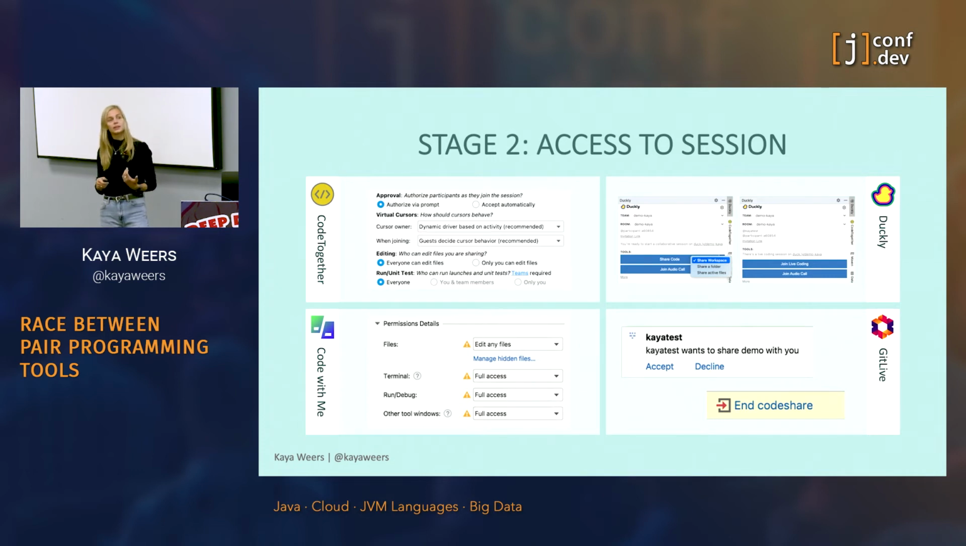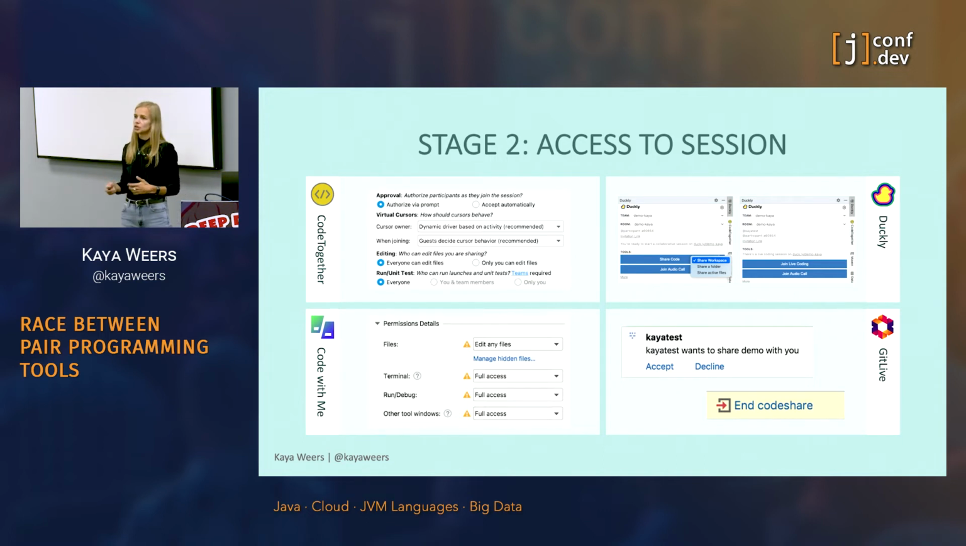So I already explained a little bit, but to get into the session, most of the tools use a URL. With Code Together, you can generate a URL, but also you can create a team. It's only available in the paid version, and if you create a team, you invite people, and those people you can always then later on invite from within your IDE. So you don't have to give them a URL, you can just say, I'm starting a session, do you want to join?